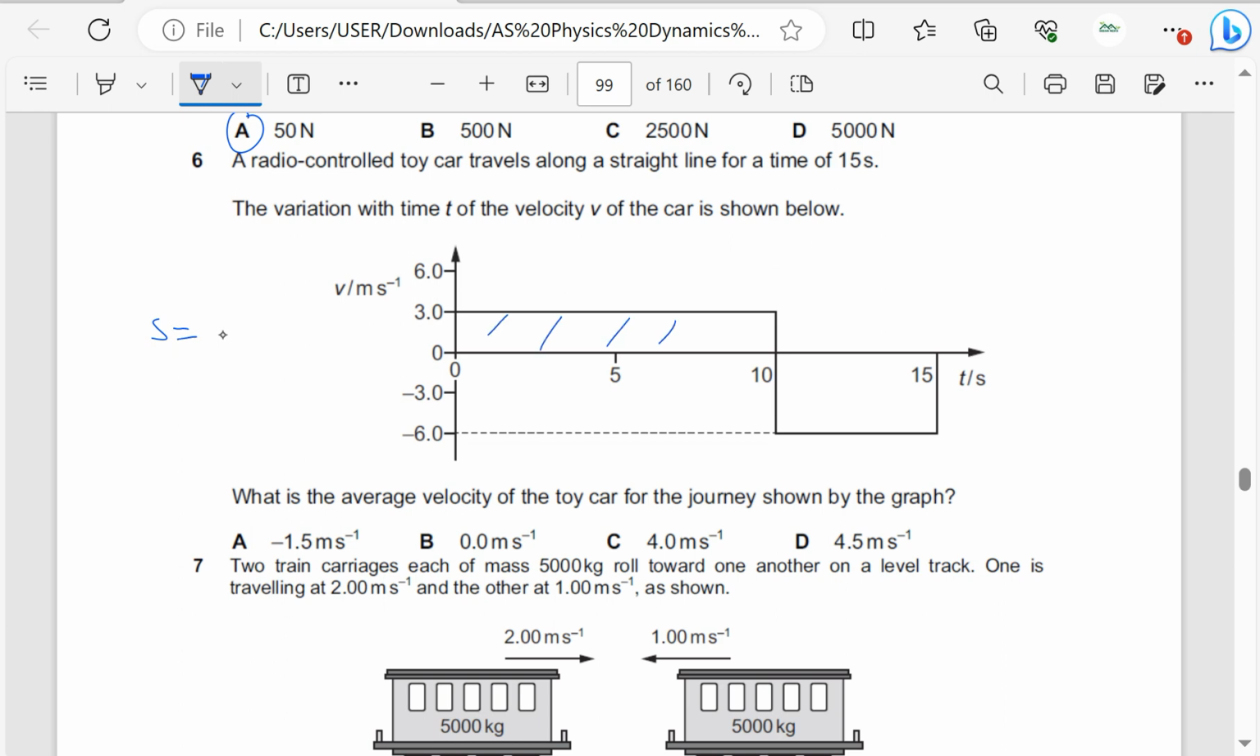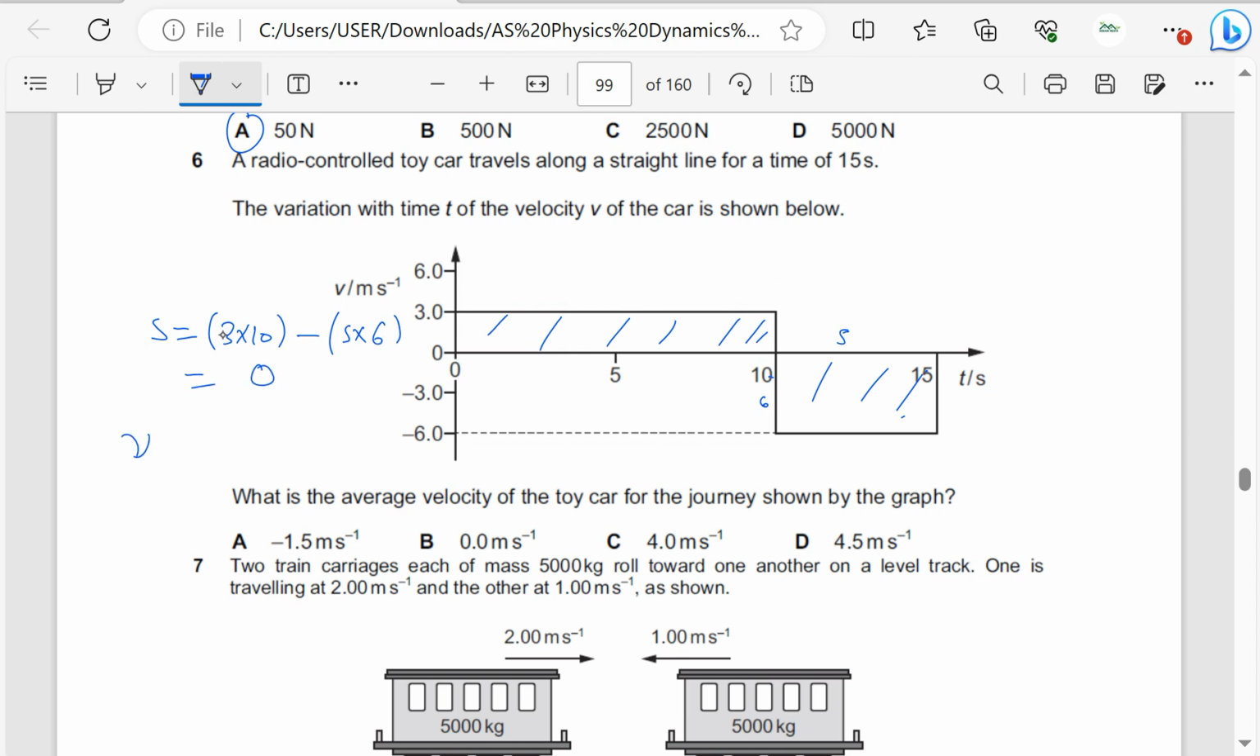Total displacement will be the distance here plus the distance here, but they're in opposite directions. So one is positive, one is negative. Distance is the area under the graph, so this is going to be 3 times 10 in one direction, minus, this is 15 minus 10, this is 5, so minus 5 times 6. So 30 minus 30, that is 0. So the displacement is 0.